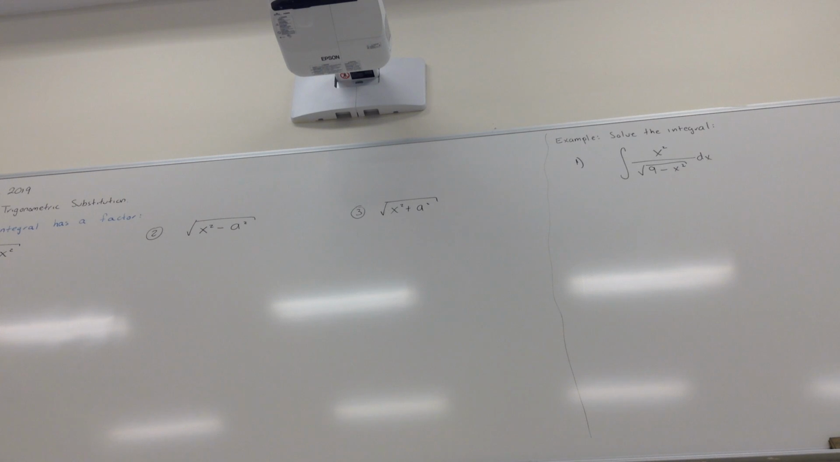For example, that one, x squared over square root of 9 minus x squared, you cannot do it directly. There's no formula for that. You need to change it to a function in terms of theta so you can solve. Okay? Before I start, a question for you. Do you remember Pythagorean theorem?